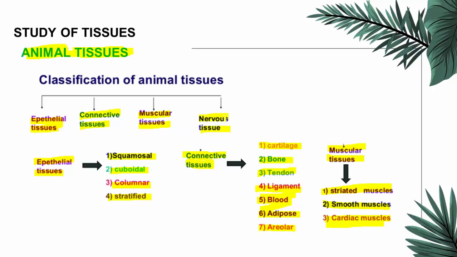The another very important tissue of the animal body is nervous tissue. Entire controlling of the body is carried out by the brain. Brain and spinal cord and the nerves arising from brain and spinal cord, they constitute nervous tissues in the body. They receive the messages from body organs and they transfer the messages given by the brain. So another very important tissue of the animal body is nervous tissue.